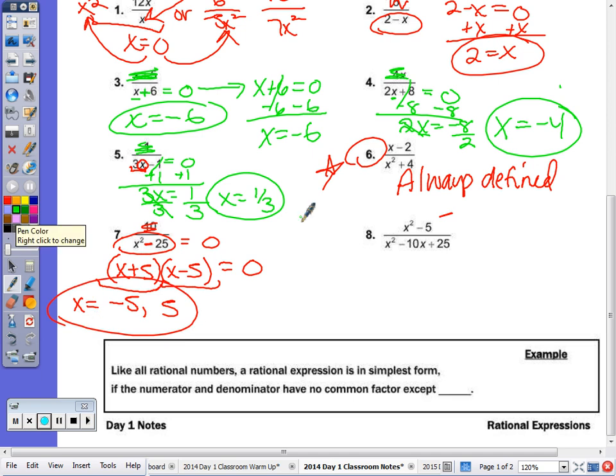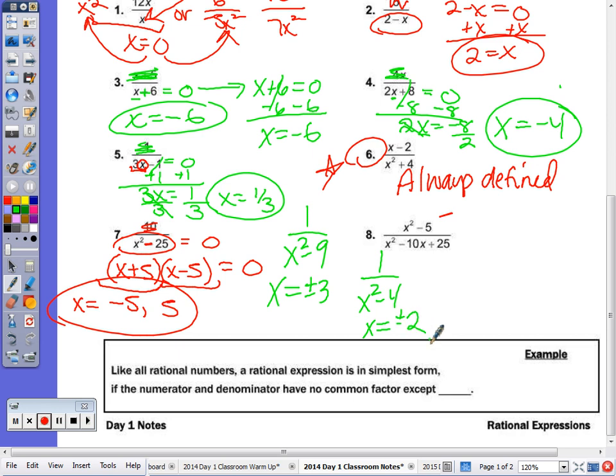So if it was, say, 1 over x squared minus 9, what would x equal? 3 and negative 3. So we can put plus and minus 3. If it was 1 over x squared minus 4, x can equal what to make it undefined? 2 and negative 2. Anytime it's a difference of squares, okay?